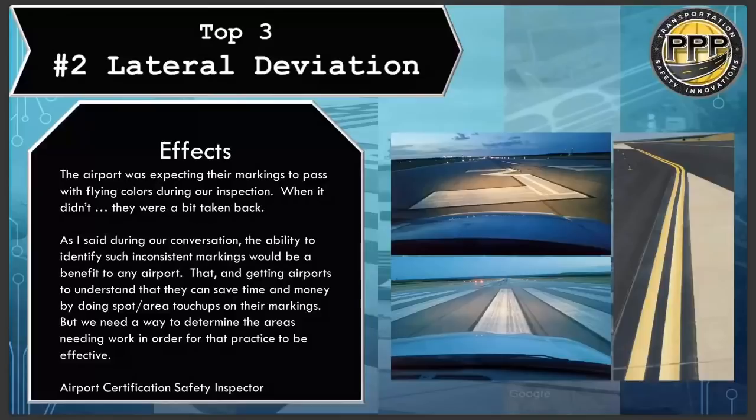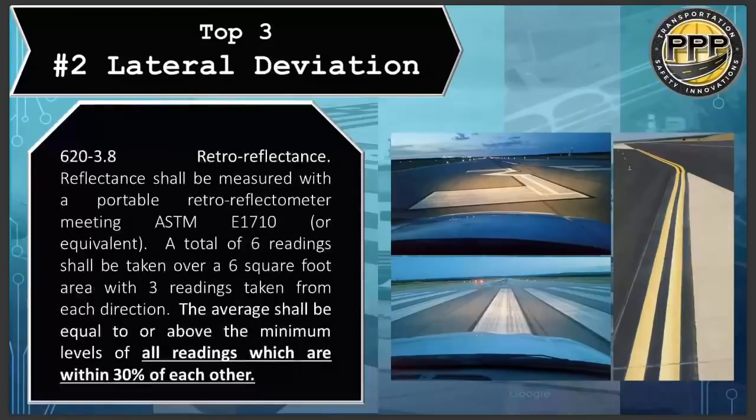In the new specification, P620 3.8 retro-reflectance, it says at the end of that, again, the last sentence says, the average reading shall be equal to or above the minimum levels of all readings which are within 30% of each other.